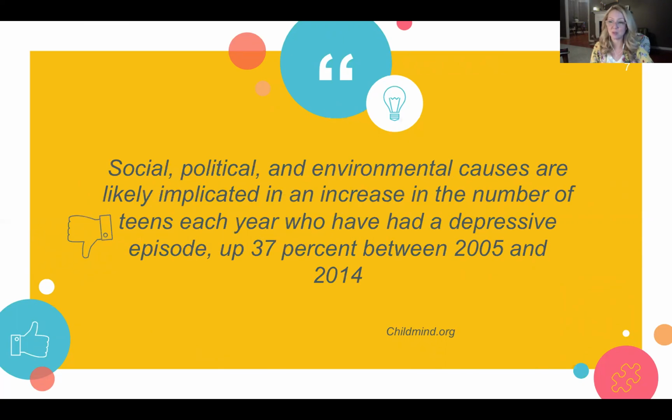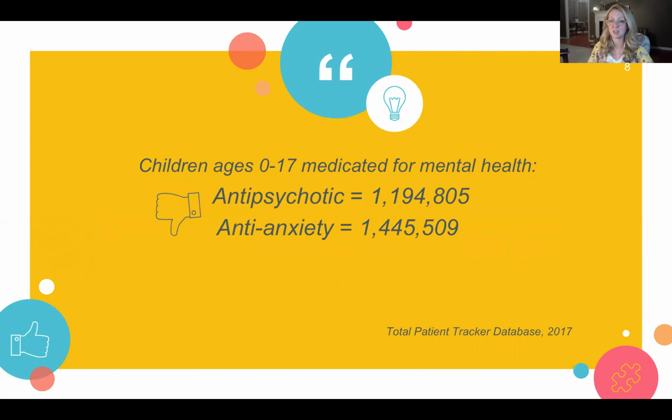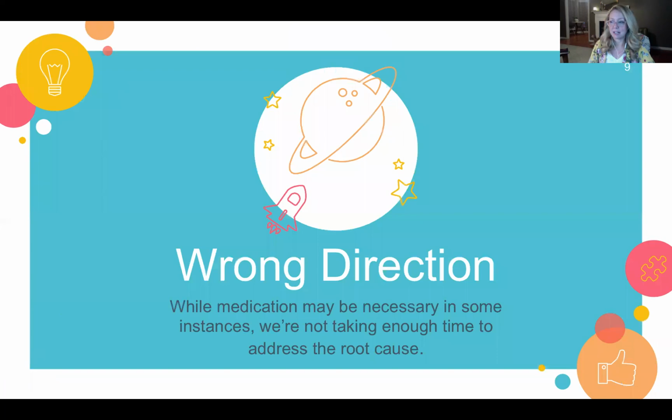Think about where we're going when all of the statistics are going this way so drastically. Children ages 0 to 17 medicated for mental health: over 1 million on antipsychotic drugs and about 1.5 million on anti-anxiety medication. And those are just the ones that are in this patient tracker database. So from where I'm sitting, it seems that we're going the wrong direction. It seems that we talk about mental health in this country now, but the things that we're doing aren't exactly helping. And it just really seems to be getting worse. We're not actually getting to the root cause of what it is.